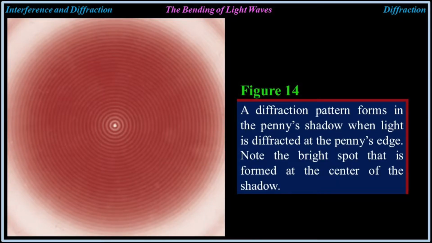Figure 14: a diffraction pattern forms in the penny's shadow when light is diffracted at the penny's edge. Note the bright spot that is formed at the center of the shadow. Looks kind of like a fingerprint. Very cool.